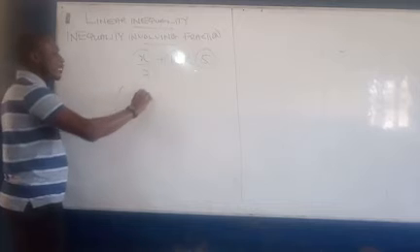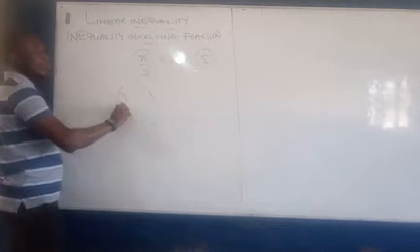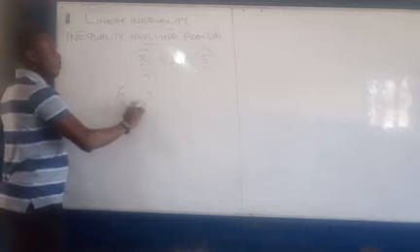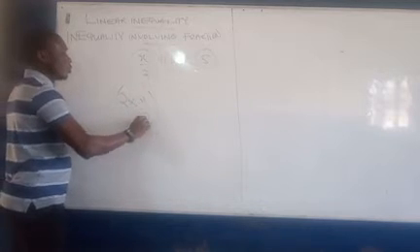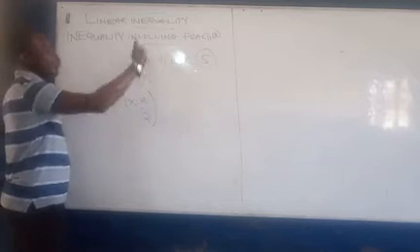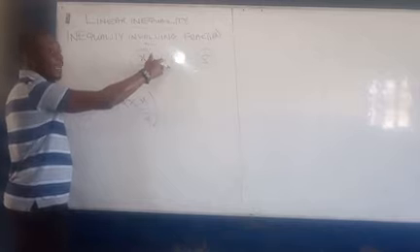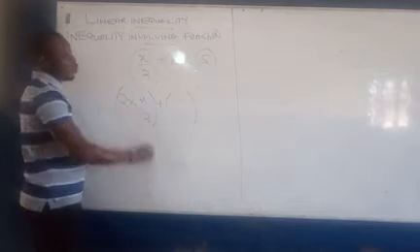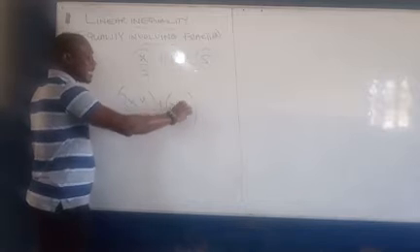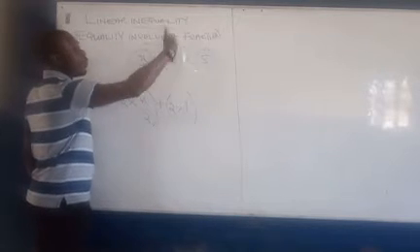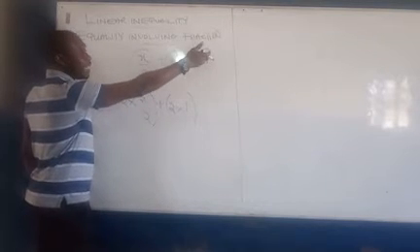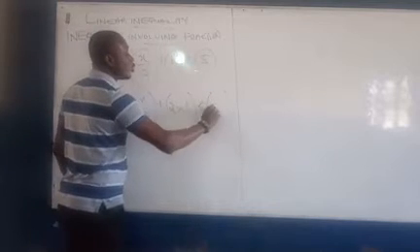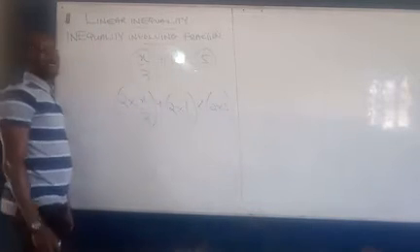Our LCM, we introduce a bracket. Our LCM is 2 multiplied by the first term, which is x over 2. Before we go to the second term, what operation sign? Addition. Then another bracket. LCM is 2. We multiply by the second term, which is 1. Then we have the less than sign. Then bracket 2 multiplied by 5.